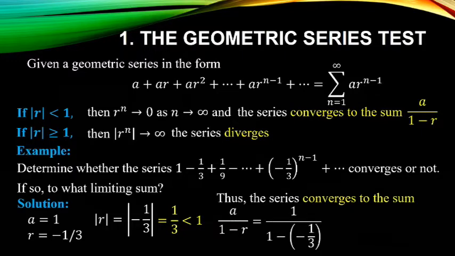So let's substitute the values. 1 over 1 minus negative 1/3 is equal to 1 over 4/3. This becomes 1 over 1 plus 1/3, which is equal to the reciprocal of the denominator, since only 1 is on top. It is equal to 3 over 4. So the series converges to the sum of 3/4.